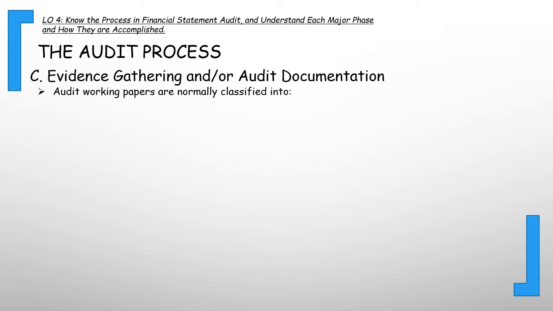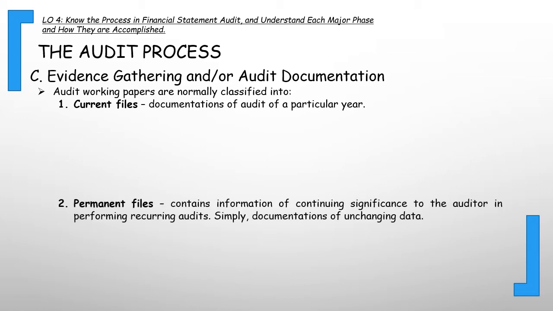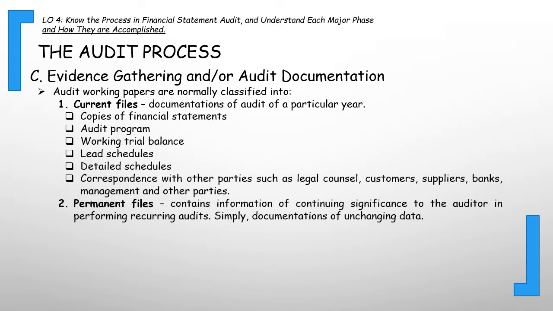Audit working papers are normally classified into two. Yung una is yung current files, pangalawa is yung permanent files. So ano ba yung current files? So ito yung documentations of audit of a particular year. Okay? So nakalagay dito yung copies ng financial statements being audited, yung audit program, working trial balance, lead schedules, detailed schedules, correspondence with other parties such as legal counsel, customers, or suppliers, banks, management, and other parties. So ito yung mga letters, yung mga confirmation. So classified as correspondence. Then nilalagay siya sa current files.